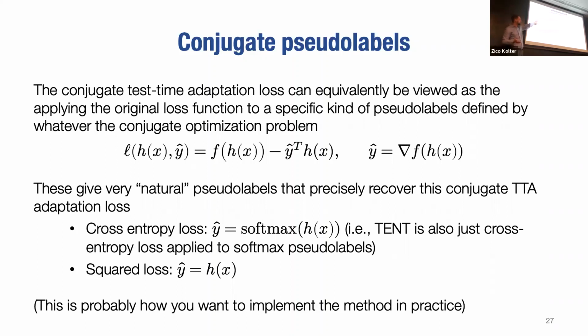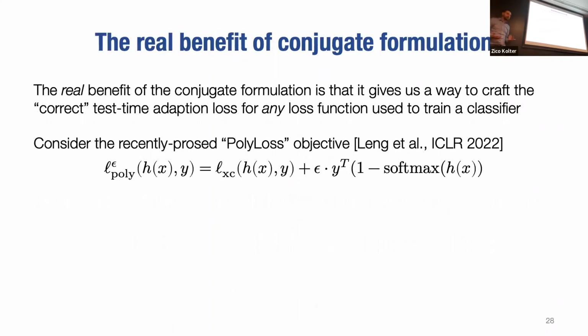And another way of thinking about this more generic convex conjugate procedure is by defining pseudo labels based upon this convex function, and this gives a set of pseudo labels. The point I want to make now is that this is nice because it recovers Tent and it recovers the squared loss, but we already knew those things. What's really cool about this is that for any loss function, you can look at new loss functions being proposed by whoever's proposing them. Like for example, this poly loss function that we also just picked out of ICLR because we wanted to find some new loss function.